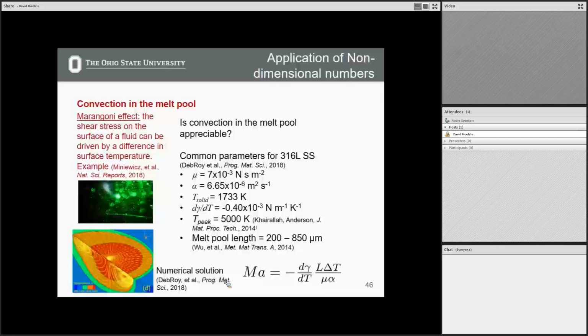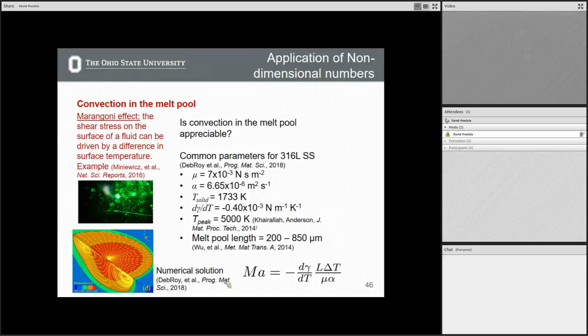Okay. Next question is convection in the melt pool appreciable? I think Ryan, with his presentation, just showed it is. But it's worthwhile going through and looking at some of the dimensionless numbers to try and describe this. So this is the Marangoni effect.